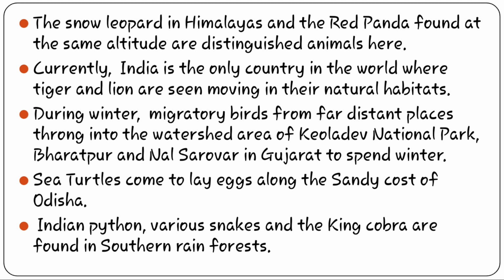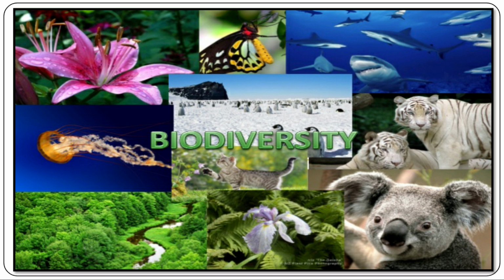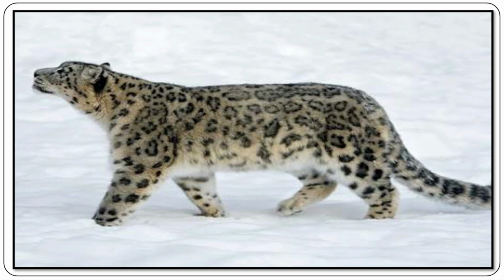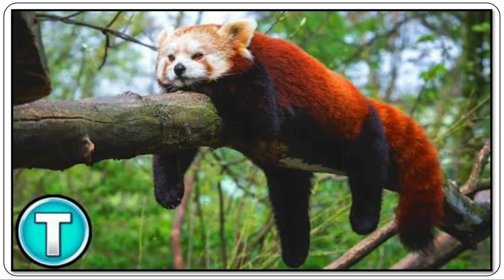Sea turtles come to lay eggs along the sandy coast of Odisha. In a particular season, in the Odisha coastal region, sea turtles are coming and they are laying their eggs there. Once the eggs hatch out, they will be moving along with their babies to the sea. Indian python, various snakes, and the king cobra are found in the southern rainforest of India. The picture of a red panda. Here you will be able to see a clip of the biodiversity of our country. The white leopard, you can see the picture of the white leopard. The picture of a red panda.